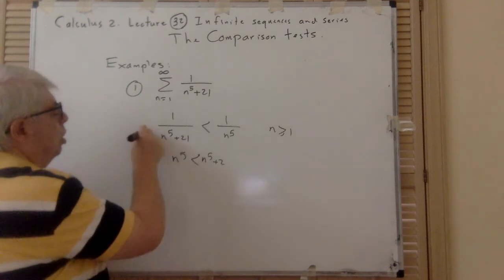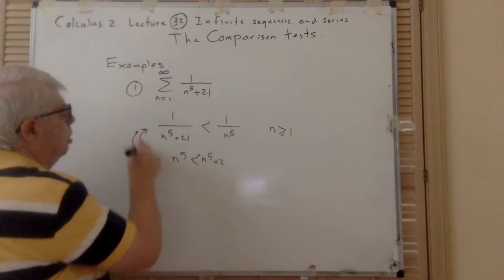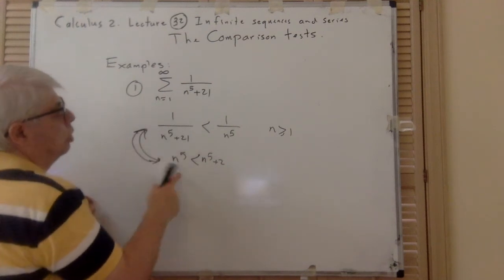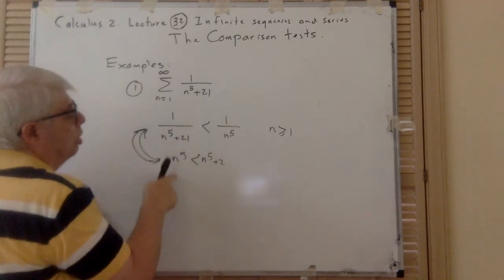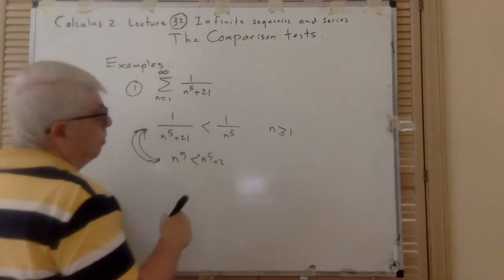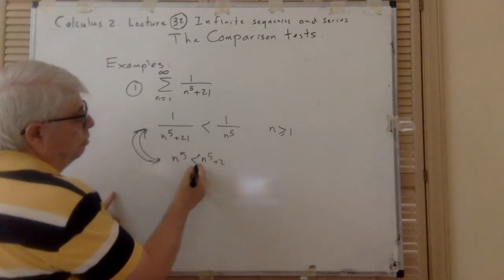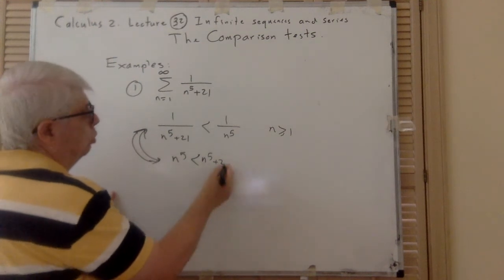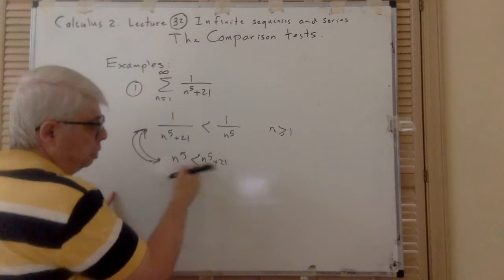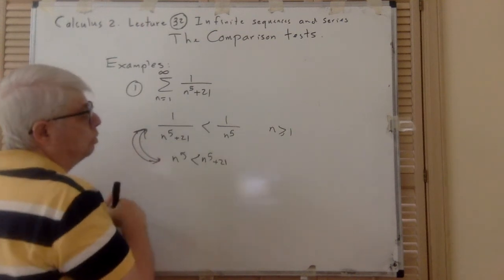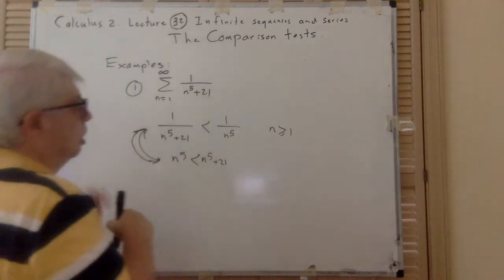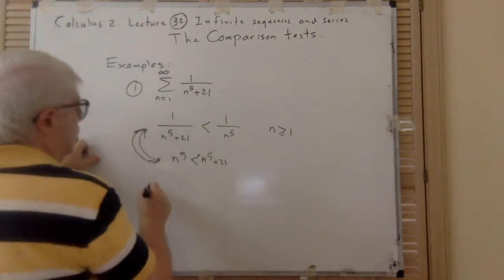I can go from here to here, and from here to here. So if I have this, I can have this. If I have this, I can have this. These are equivalent. This is true: n^5 is less than n^5 plus 21, right? So this is true. Since this is true, it implies the truth of this one, okay? So this happens. Now, what do I have?